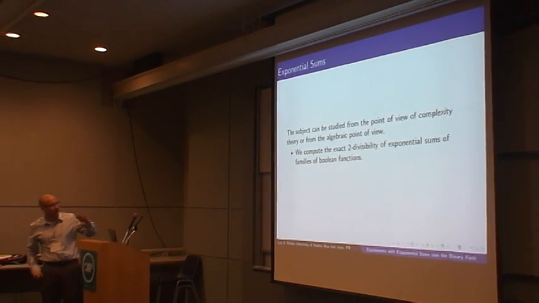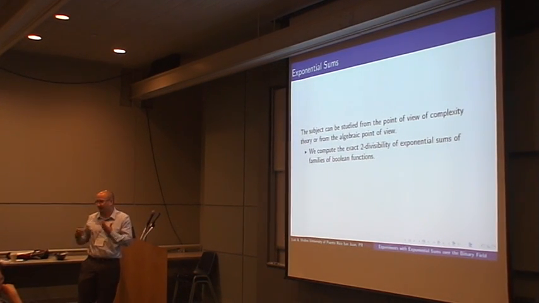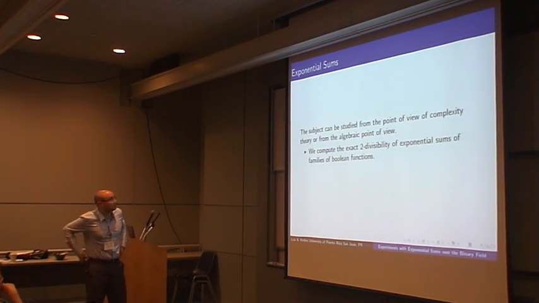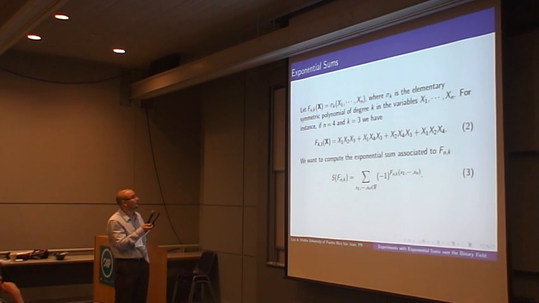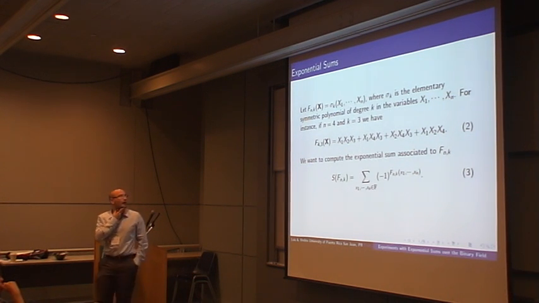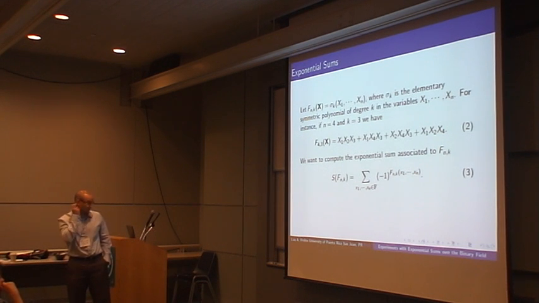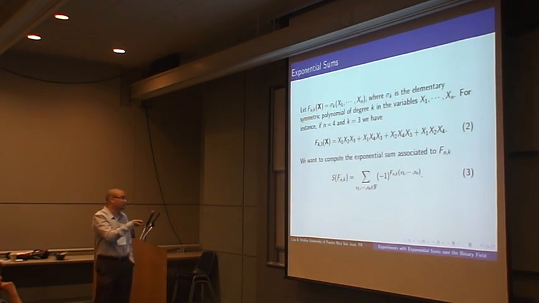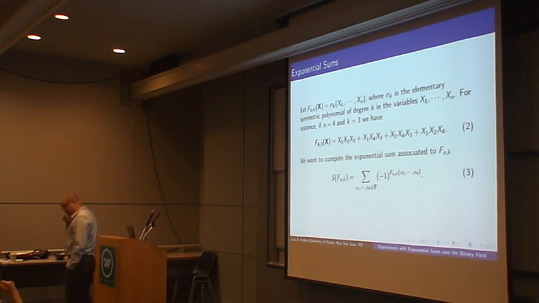So some things that I will present probably are known. But basically what I want to do is get my hands dirty and understand the theory. This theory is new for me. The first thing that we do is take an elementary symmetric polynomial of degree k in n variables, sigma k. For example, if n is equal to 4 and k is equal to 3, this is the polynomial that we're talking about. And what we want to do is compute the exponential sum associated to it.